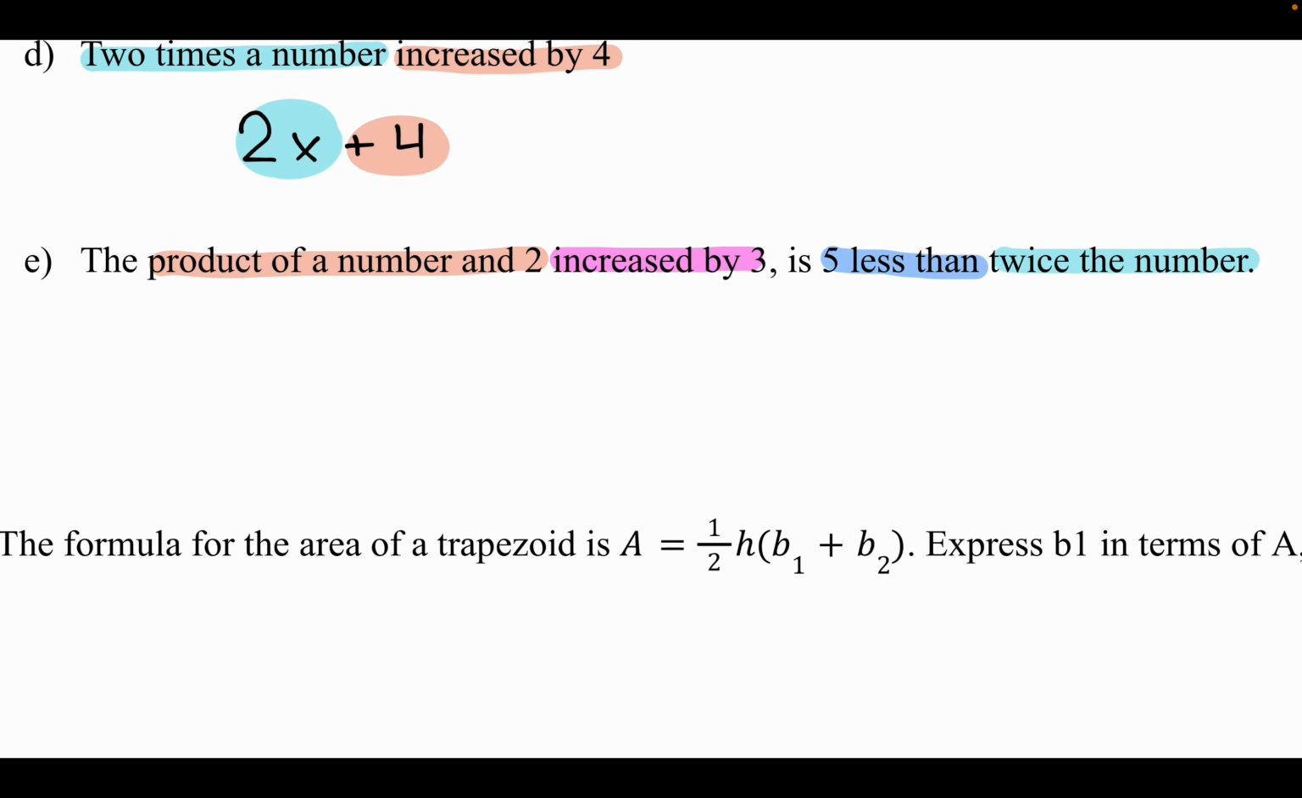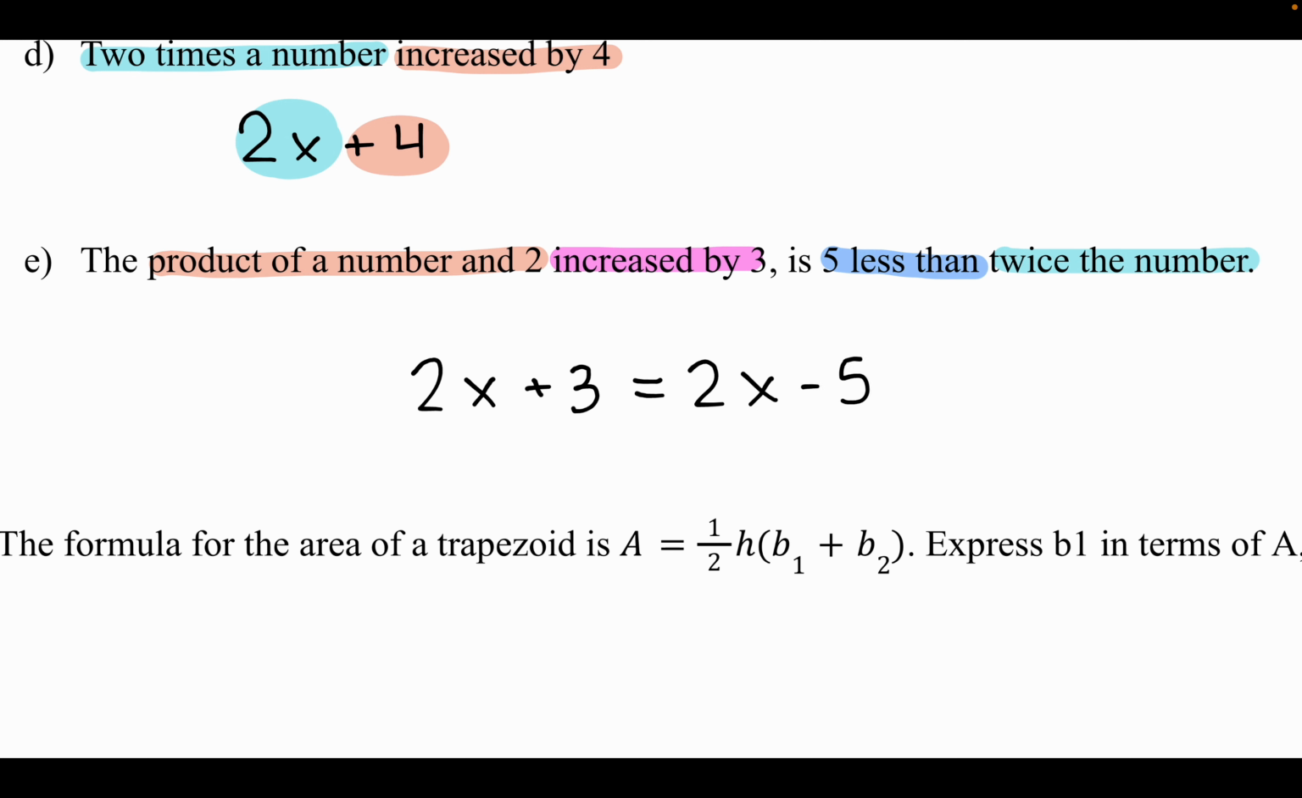Okay, so product of a number and 2 would be 2x, or 2 times x, increased by 3 is plus 3, means equal to 5 less than twice a number. So remember, 5 less than twice a number would be written as 2x minus 5.